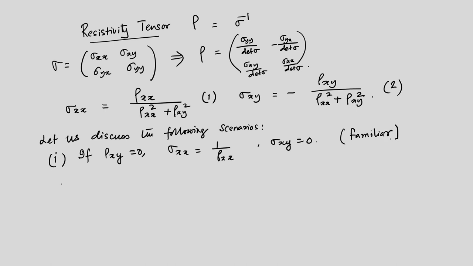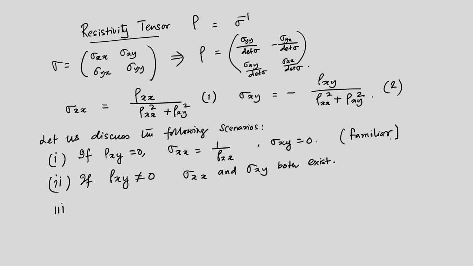All right, so what's the second scenario? The second scenario is that if rho xy is not equal to 0, now this is interesting, then sigma xx and sigma xy both exist. Because rho xy is not equal to 0, you have both of them existing.